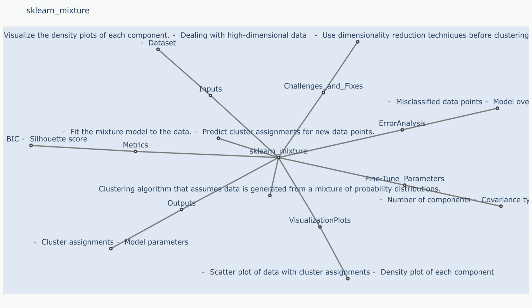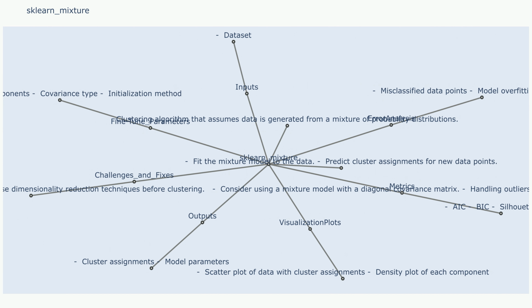Explain in detail Bayesian inference can be used to estimate the uncertainty in the estimated model parameters. Challenges and fixes. Challenge 1: Explain in detail overfitting. If the number of components is too high or the model is too flexible, it can overfit the training data and fail to generalize well to new data.